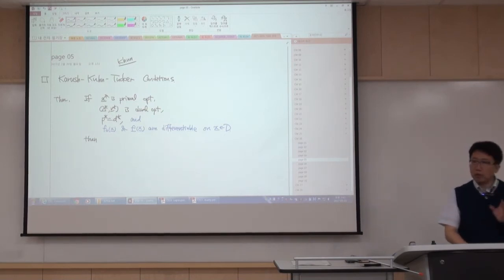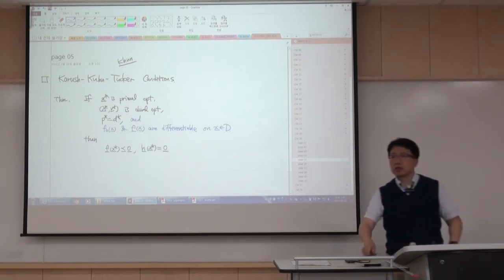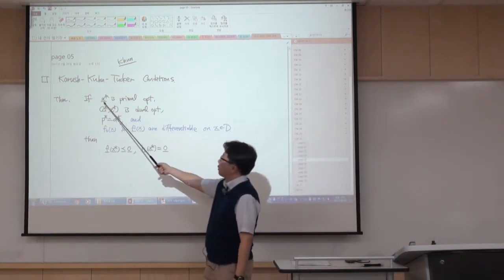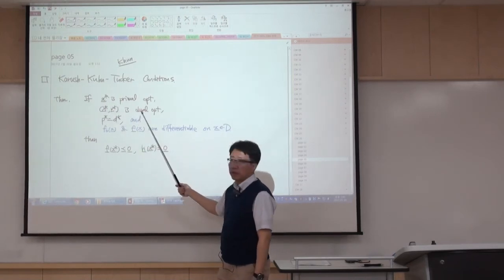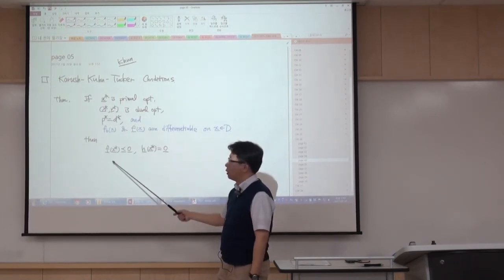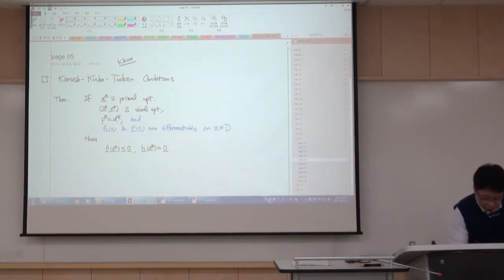Since x star is primal optimal, it's primal feasible. So what do you have? You have f sub i of x star is less than or equal to 0 vector, and h sub i of x star equals 0 vector. That is due to the fact that x star is primal feasible. Now second, lambda and nu are dual feasible. What do we have? Lambda star is greater than or equal to 0. So this is the first condition. That is the second consequence.